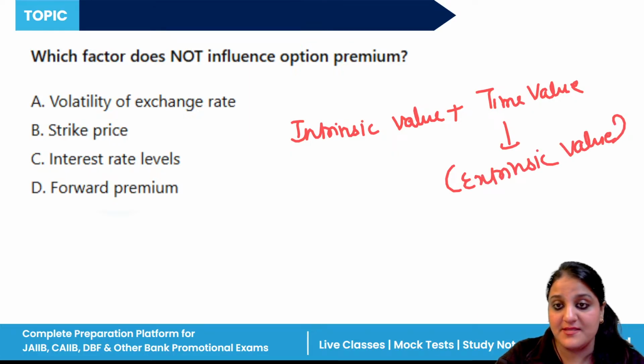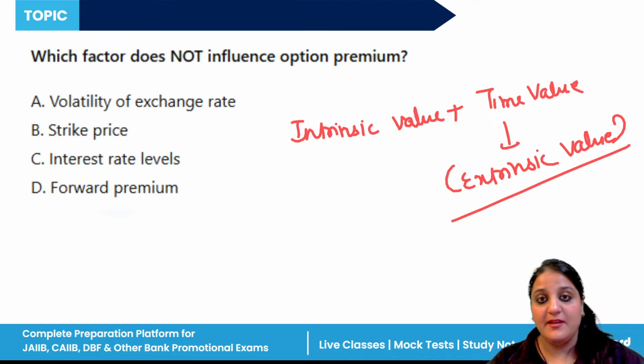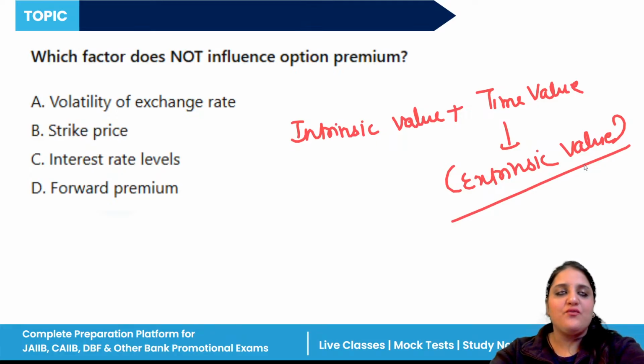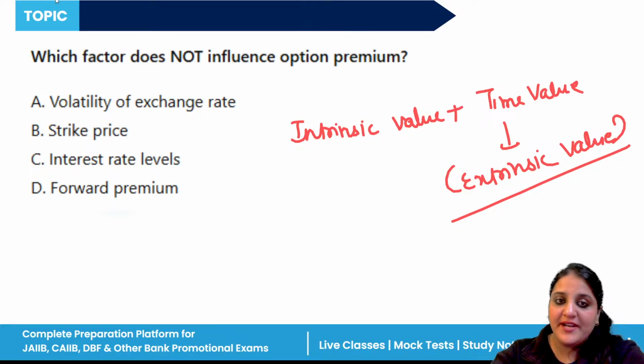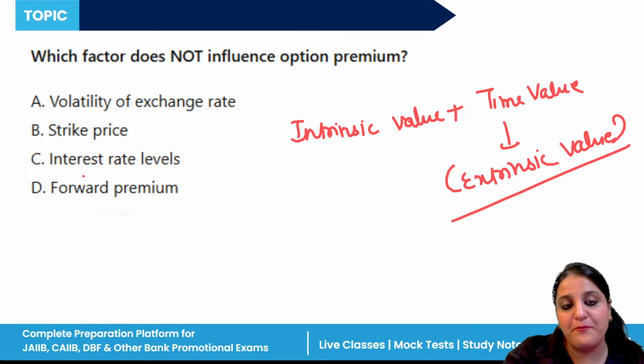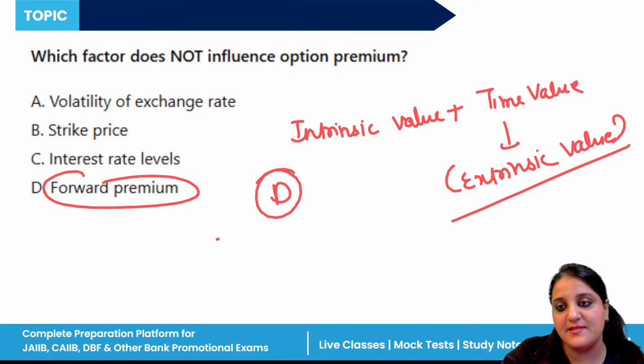So which option is correct? Here, which option does not influence? Option premium depends on volatility, strike price, time to maturity, and interest rates. Forward premium is related to interest rate differential in the forward contract, not option pricing. So the correct answer is forward premium. Option D is correct.